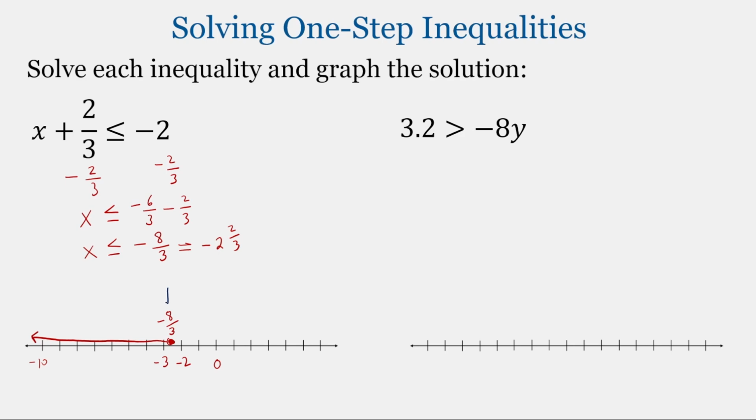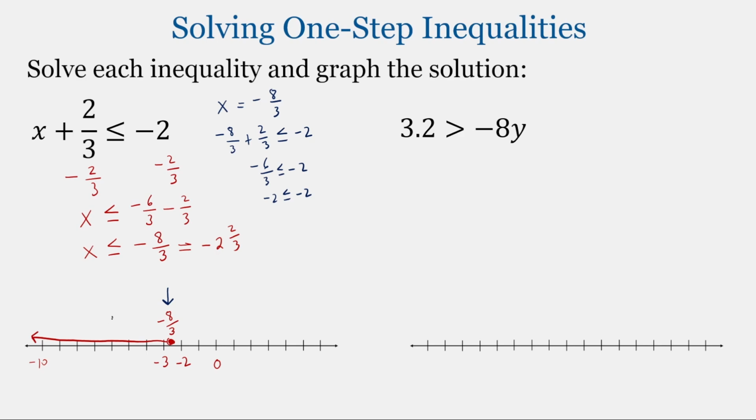Again, we will check a few points. Let's check at -8/3 first. So at x equal to -8/3, we have -8/3 plus 2/3 less than or equal to -2. This is -6/3 less than or equal to -2, and then -2 less than or equal to -2.